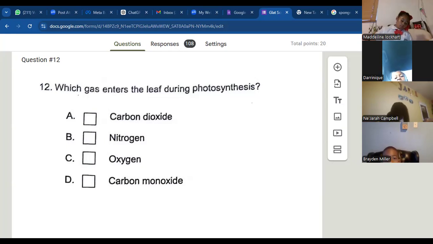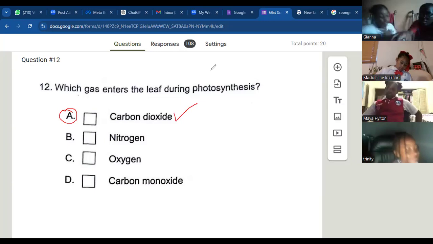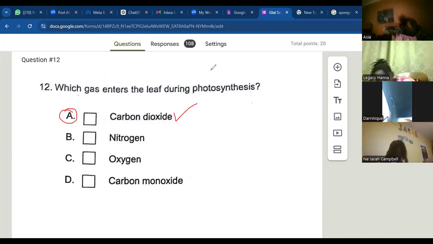What y'all have for this one? A, carbon dioxide. Carbon dioxide enters the leaf during photosynthesis. Yes, A, carbon dioxide. Anyone else got A for this one? Let me know, please. I did. Very good. Madeline, you got this.